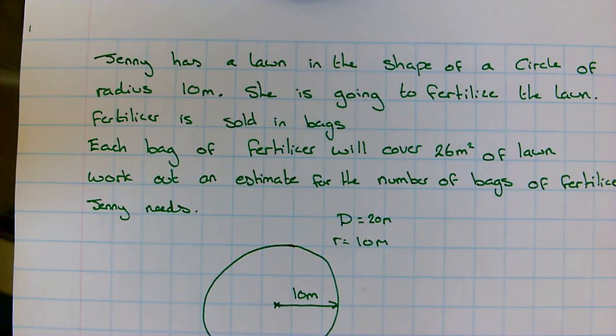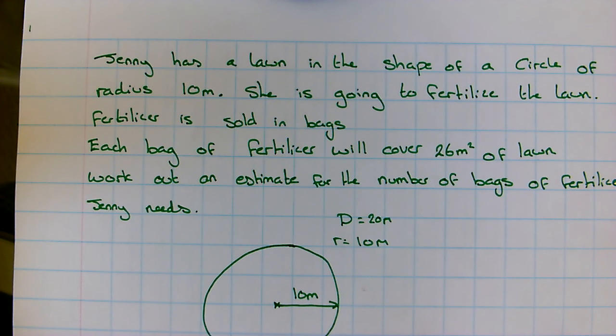She is going to fertilise the lawn. Fertiliser is sold in bags. Each bag of fertiliser will cover 26 metres squared of lawn. Work out an estimate for the number of bags of fertiliser Jenny needs. Okay, so there's a lot to digest there, but we're going to do it one step at a time. Very first thing to do is draw our circle, write down what our radius and diameter is.